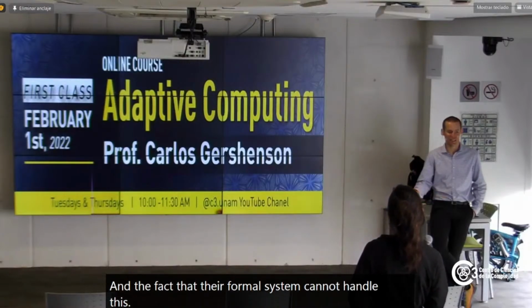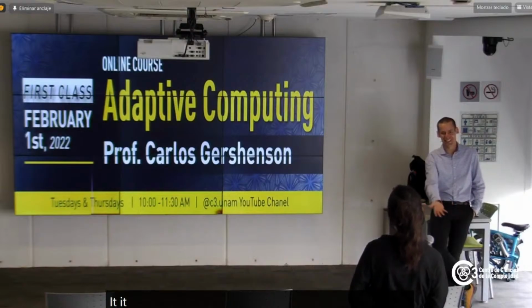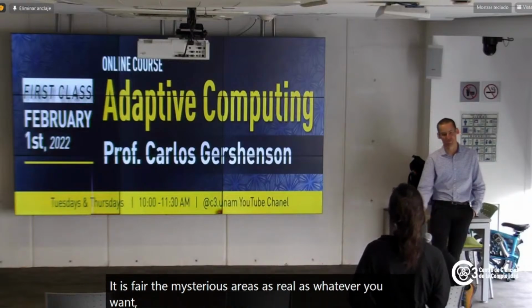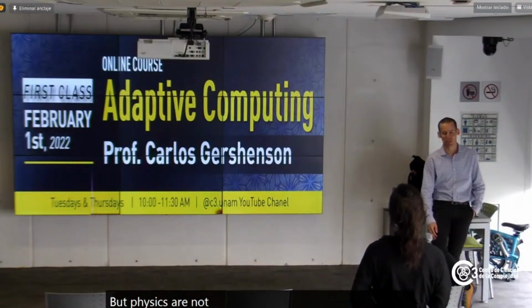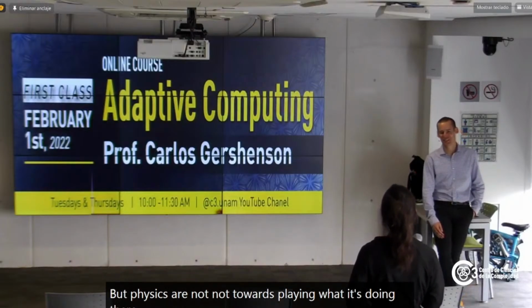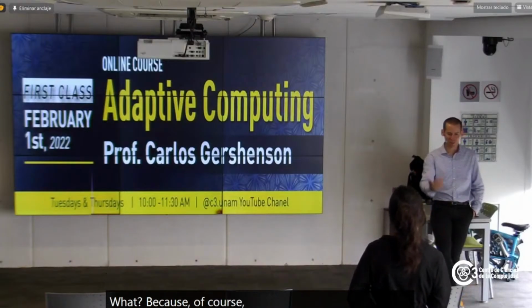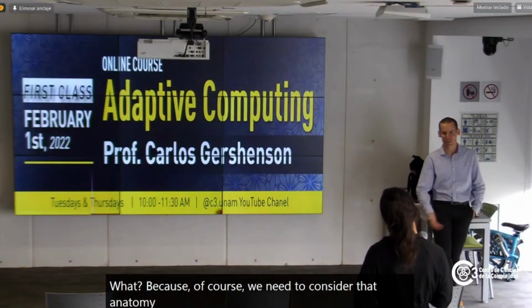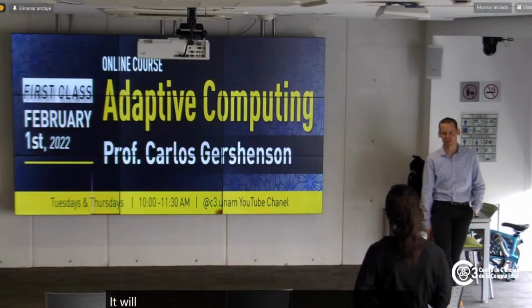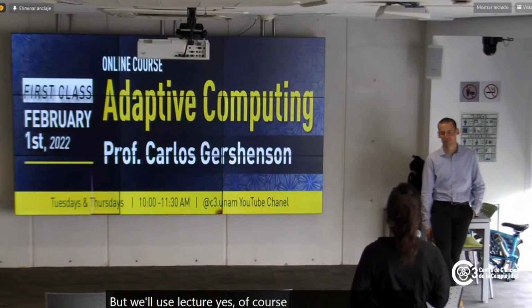And these examples are like that. It is there. This chair is there. It's as real as whatever you want. It follows the laws of physics, but physics is not enough to explain what it's doing there and why it has this shape. Because of course you need to consider the anatomy of humans of a certain size that will use that chair.